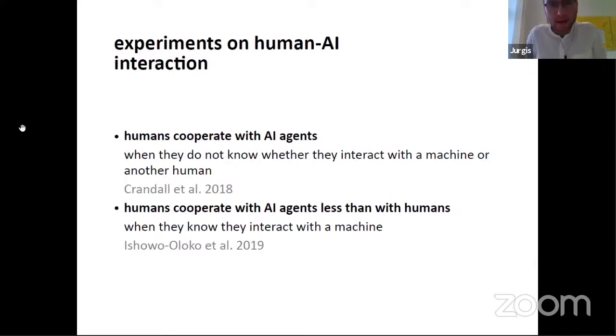Some recent experiments on human interaction suggest that this prediction might actually be true. Behavioral scientists recently showed that in repeated interactions between humans and AI, in various social dilemma games similar to the game of chicken, artificial agents can induce cooperative behavior from humans when humans don't know whether they interact with a human or an intelligent machine. When that is made transparent, when humans know that they interact with a machine, they cooperate with artificial agents significantly less than they cooperate with humans.